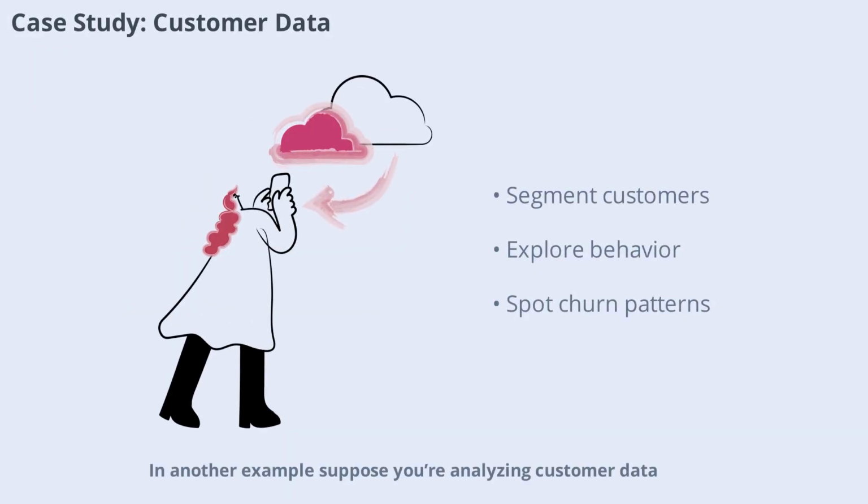Another example, suppose you're analyzing customer data. EDA might include segmenting customers by demographics, exploring purchase behavior, and identifying churn patterns. Visualizations like bar charts and heat maps help you spot trends and target areas for improvement. This approach can drive better marketing and customer retention strategies.